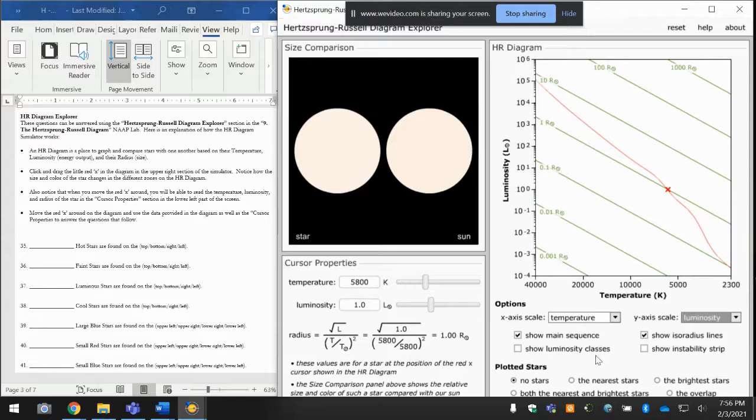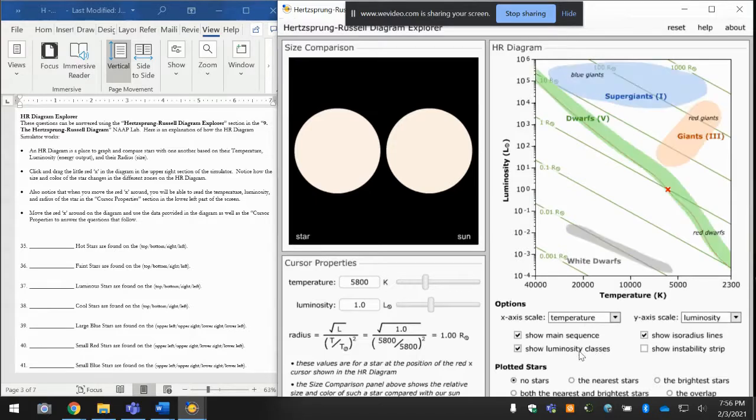And it gives lots of neat things, like it shows you the different types of stars. White dwarfs usually are in this section of the HR diagram. Supergiants are usually up in this section. Red giants and red supergiants are up here. Dwarf stars, like the main sequence stars, are right here along this area.